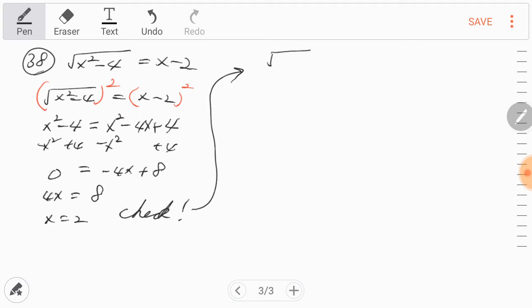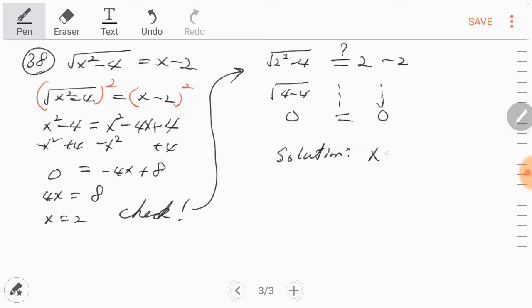Since we got the value x, let's check whether this satisfies the original equation. So square root of 2 squared minus 4, is it equal to x minus 2, 2 minus 2 actually, right? Then this is 4 minus 4, which is 0, and this is equal to 0. So yes, this satisfies the equation. So the solution is x equals 2.